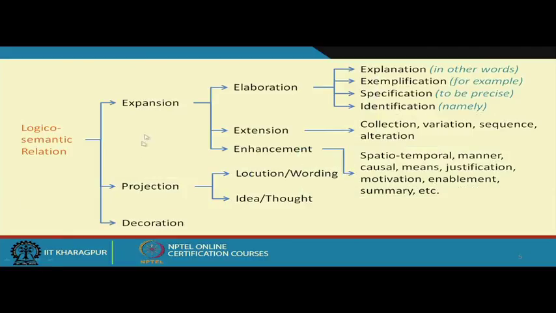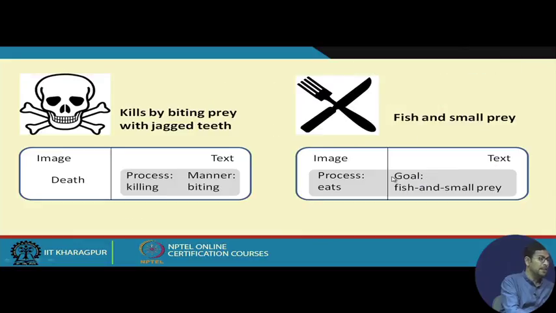You can have a look at this particular slide in your study material for further reading. Now, if we take an example over here, if you look at this image and text connection, you have an image of a skull, which represents death or danger, and then you have the text which says kills by biting prey with jagged teeth. So, there is a process which is killing, and the manner is by biting with jagged teeth and things like that.